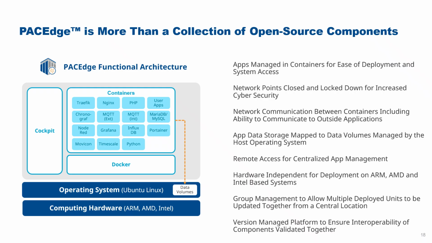However, that misses out on some of the extra capabilities that we've added. So one of the key points about PACEdge is that we manage all the apps inside containers for simplification and ease of deployment, and also for cybersecurity purposes. So we close down network points, we lock down other things that aren't used, and that gives you very good cybersecurity out of the box without you having to configure that yourself. So although they are open source components, if you do it yourself, you've got that added complexity of choosing the components in the first place and then making sure that they are secure.